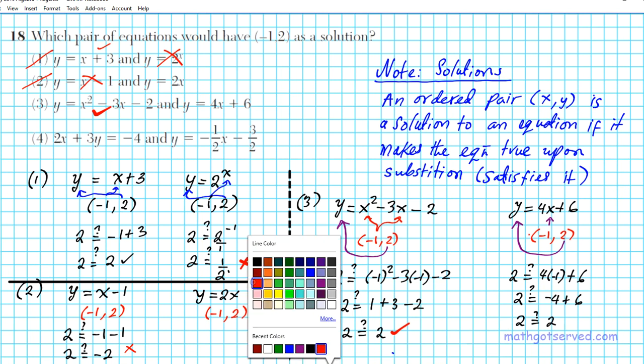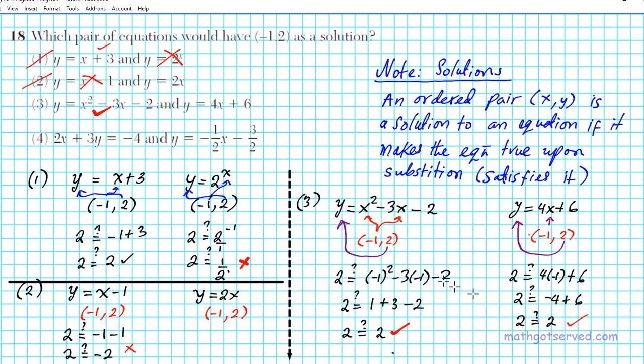Absolutely, ladies and gentlemen, we have a winner. Number 3 is good because negative 1, 2 satisfies both equations, or makes both equations true upon substitution. Negative 1, 2 is a solution to both equations, so the answer is option number 3.